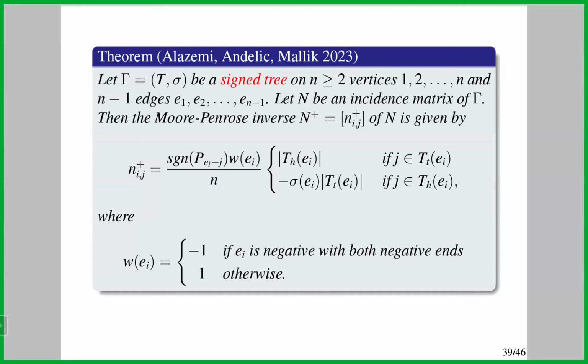For example, the sign between edge i and j matters. Then this W of e_i, you can call it a kind of weight. If the edge e_i is a negative edge and both ends are negative, that means if you look at the column of edge e_i, both entries are negative ones, so W of e_i is -1, otherwise it is 1. And also we have to take care of the sign of the edge, sigma of e_i. So a bunch of things need to be considered.